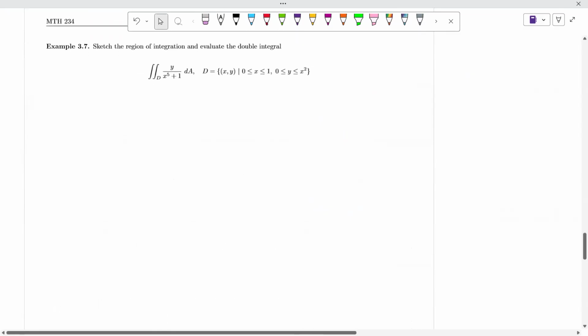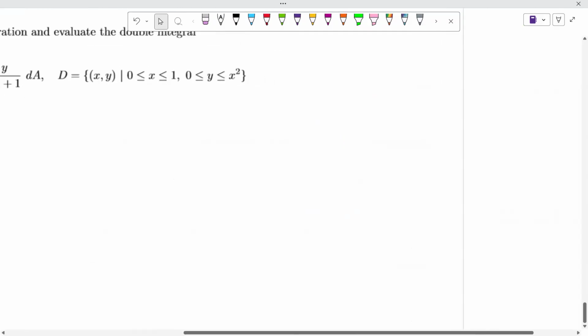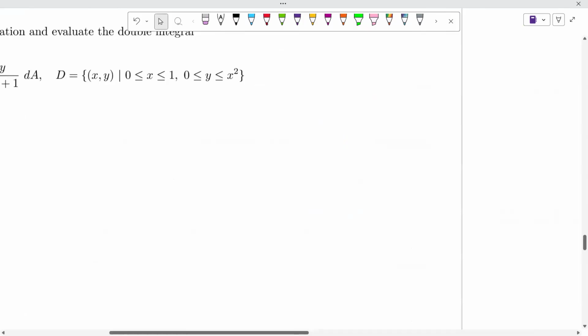Yeah, just a few more examples. Let's sketch a few more regions, do a few more double integrals. So I'm looking at the function that's right here, y over x to the 5th plus 1, and I've got some bounds for x and for y. So I suppose let's start with the region and then worry about how to actually integrate this function after that.